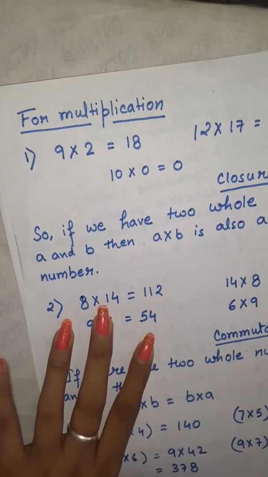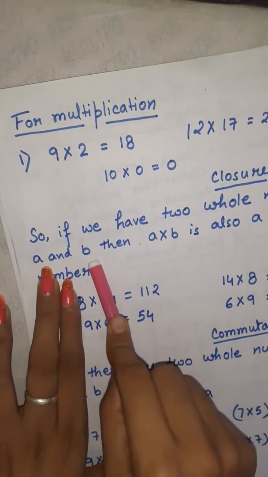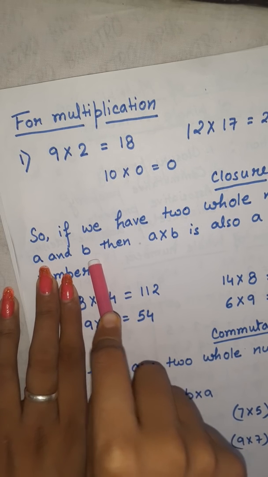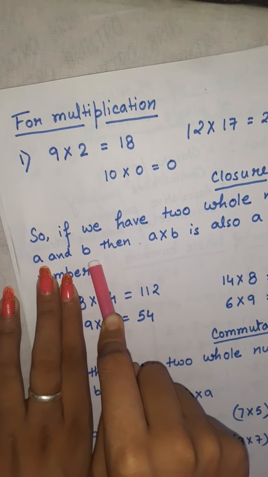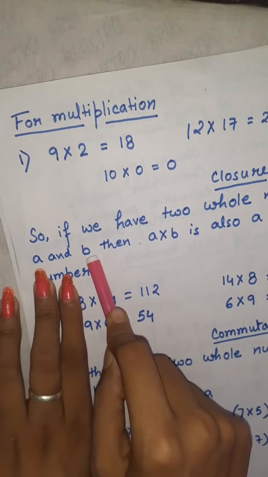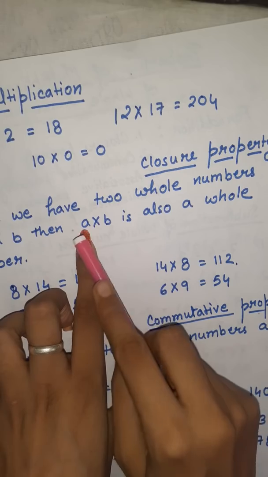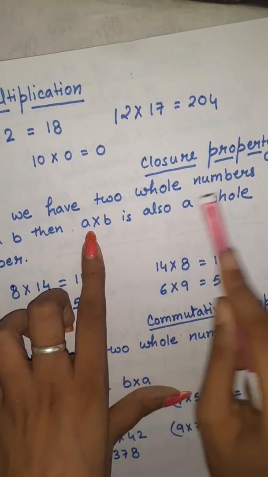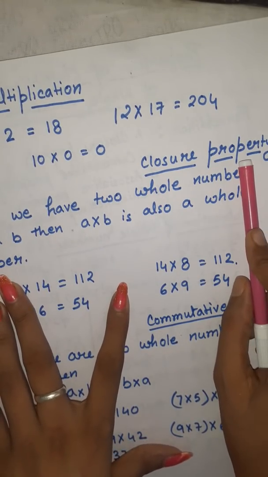So we can say that if we have two whole numbers a and b, now this a and b can be any whole number, any whole number starting from 0 and going to infinity. Any two numbers you can take, smaller or larger doesn't matter. a and b can be any two whole numbers. Then a into b, if you multiply both the whole numbers that you have taken, this is also a whole number, and this property is called closure property of multiplication.